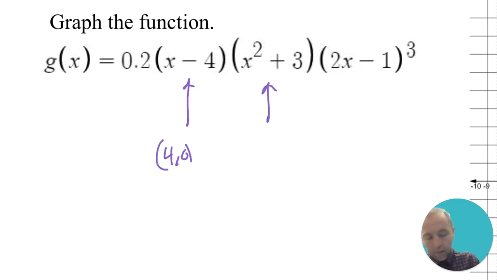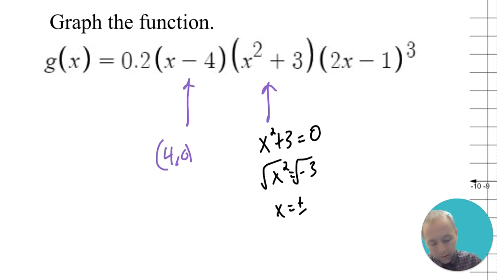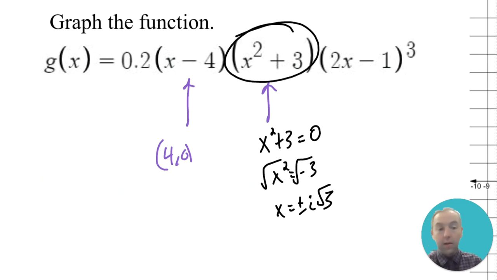Then you have this factor right here, which is x squared plus 3. To figure out what the x-intercepts would be, you have to set it equal to 0 and solve. But then x squared would equal -3, so when you take the square root, x would be plus or minus i square root of 3, which are not real. So that factor is not going to correspond to any x-intercepts, because you're not getting any real zeros out of that.